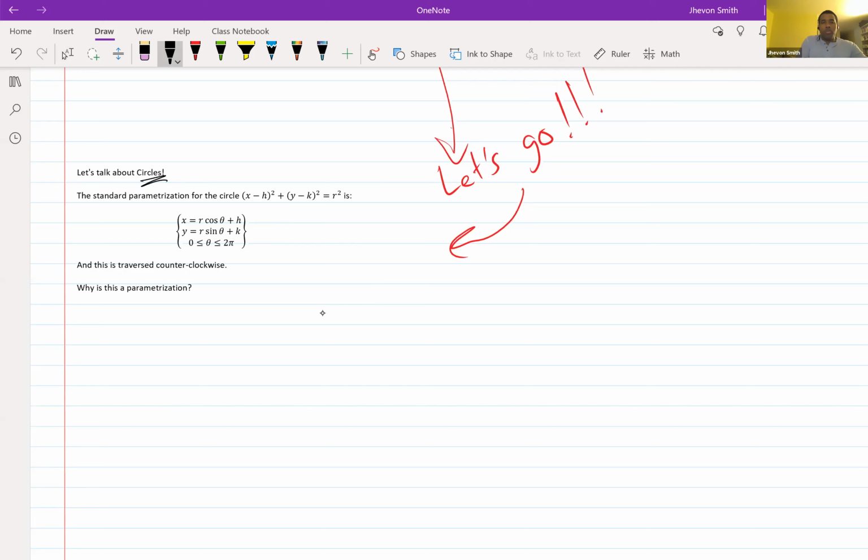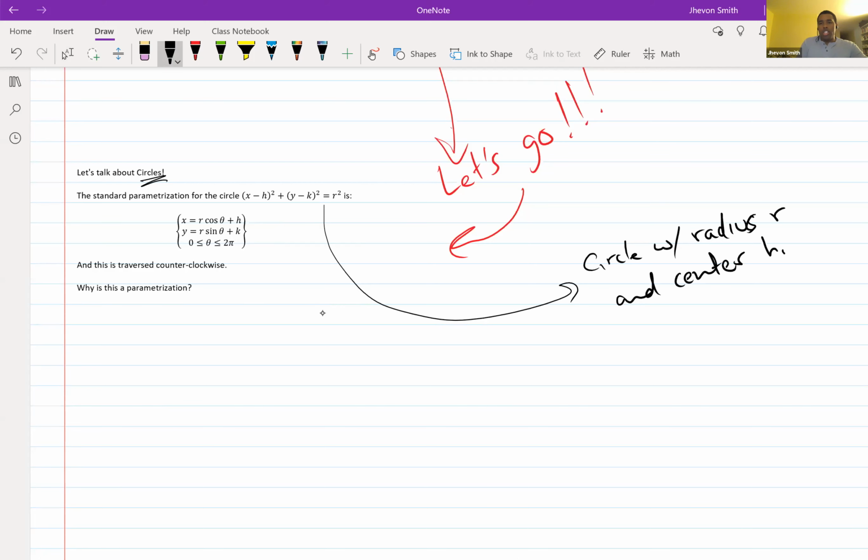So let's say you have a circle, (x minus h) squared plus (y minus k) squared equals r squared. Now remember what this is. This is a circle with radius r and center (h, k). So you have basically this circle. There's a center coordinate here, (h, k), and the radius is r.